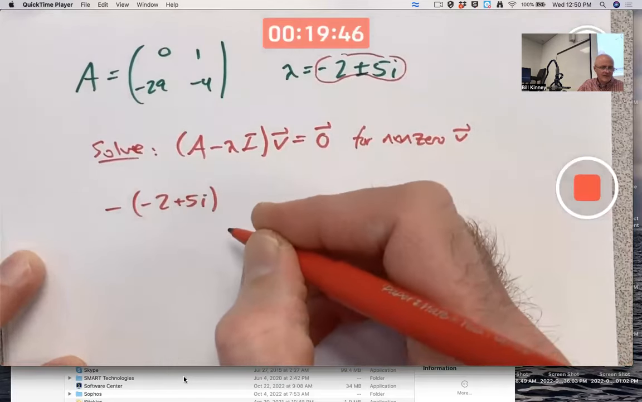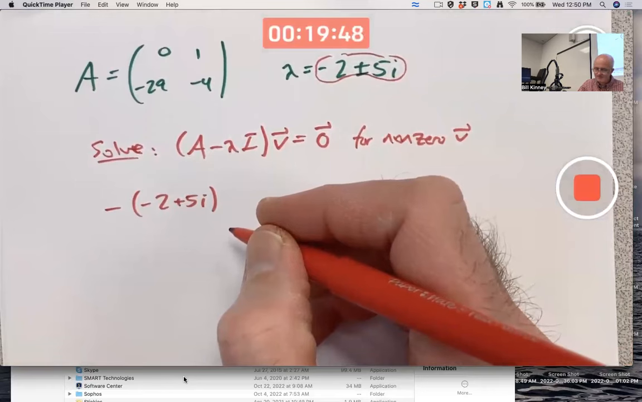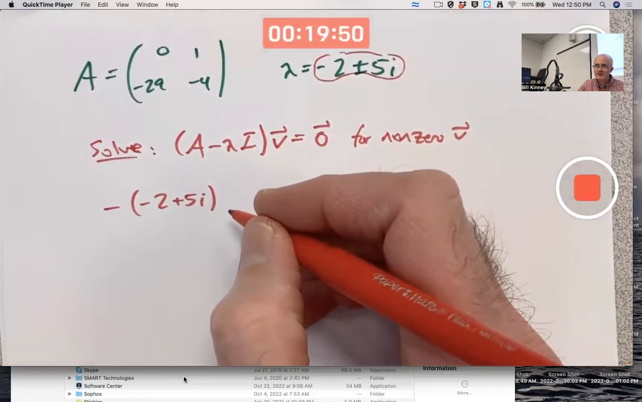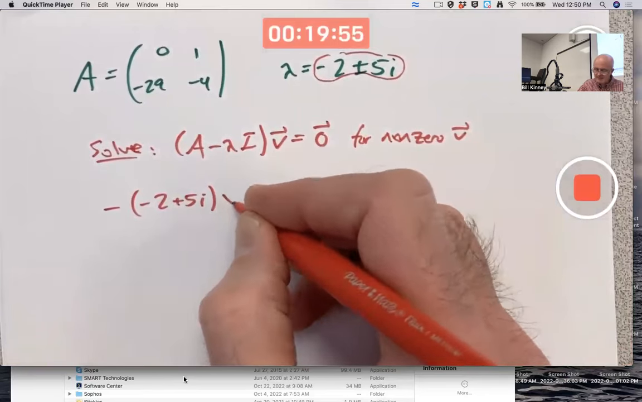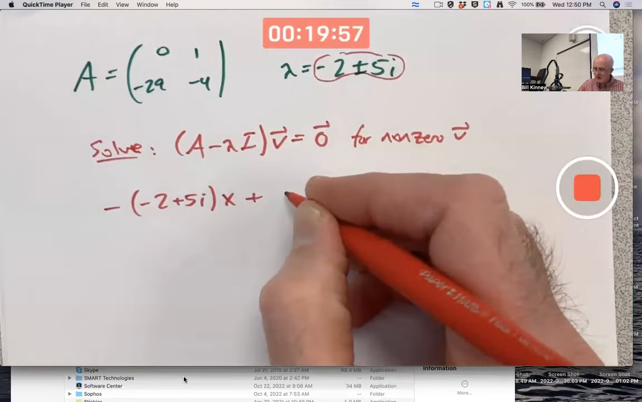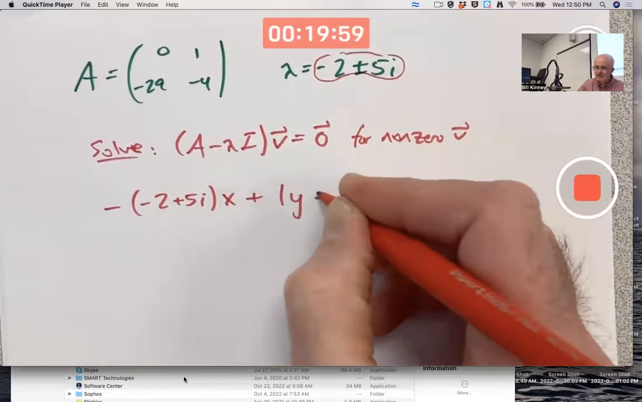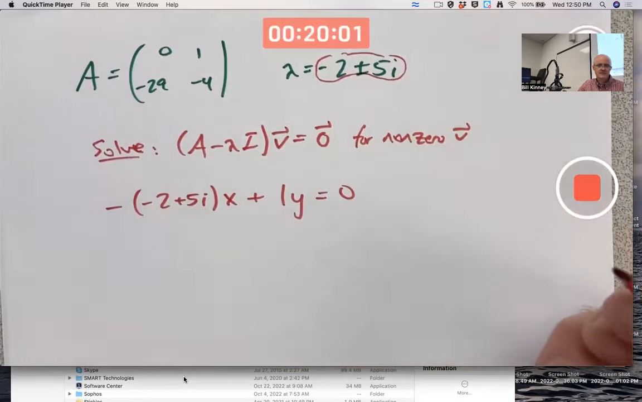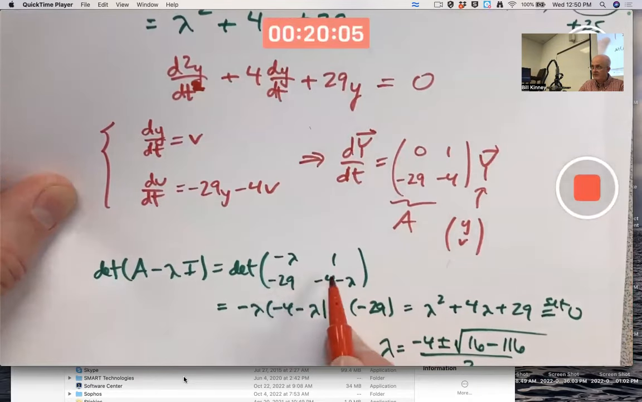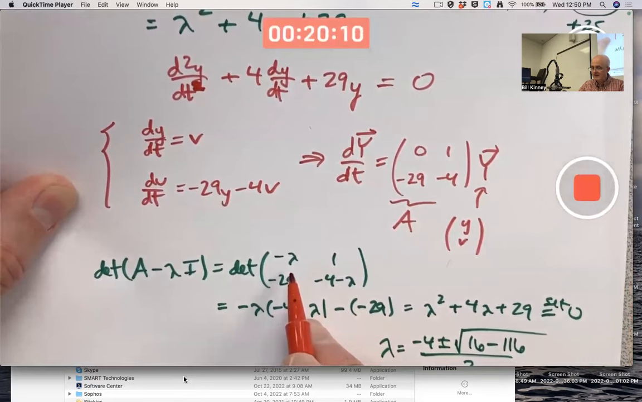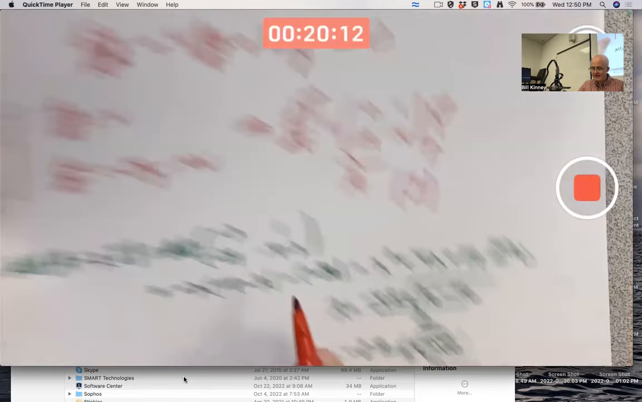Technically speaking, you only have to do it for one of the equations because it is going to be a system with a free variable. So there's negative lambda times x plus 1 times y equals 0. Again, that's coming from this row right here, replacing lambda with negative 2 plus 5i. I got a negative sign there. That's why I need the negative sign there.